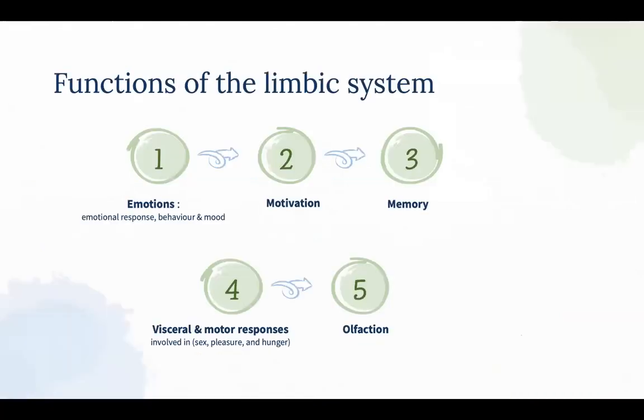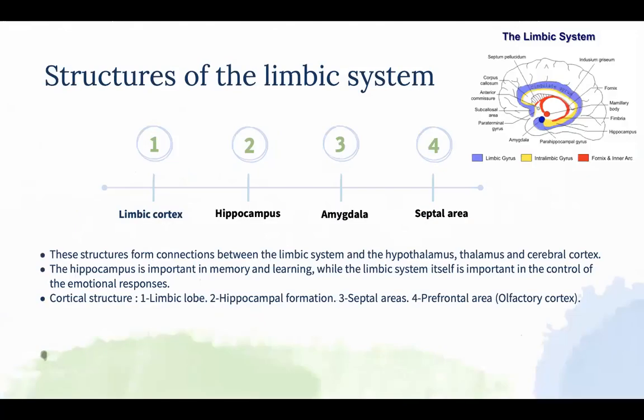Functions of the limbic system: emotion, emotional response, behavior and mood, motivation or reward system. 3, memory, visceral and motor responses that are involved in sex, pleasure and hunger. The visceral motor responses, think about the hypothalamus and the pituitary and the endocrine responses that happen. 5 is olfaction.